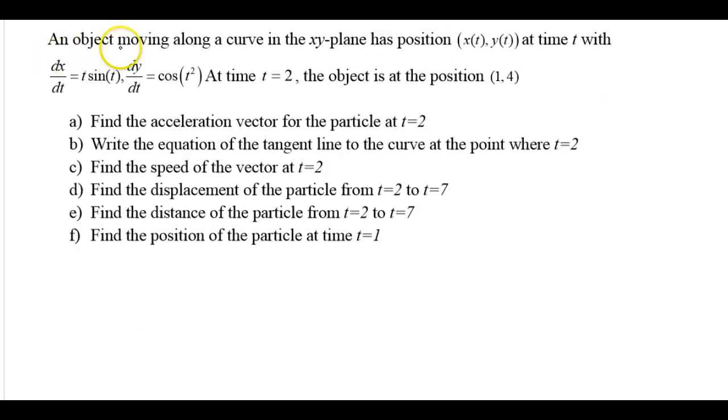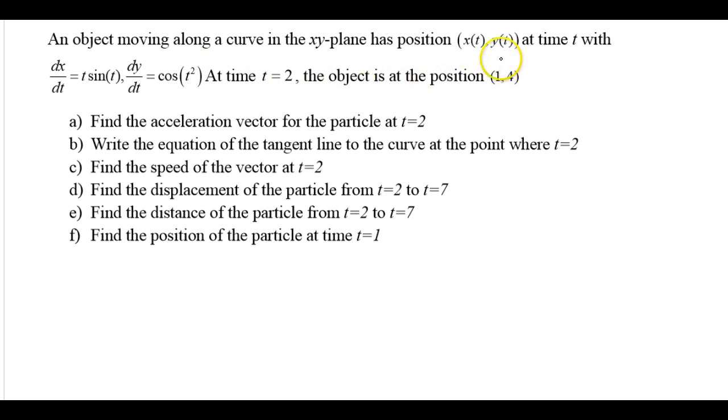Alright, another example. An object moving along a curve in the xy plane has position x of t, y of t at time t, with dx dt equal to t sine t and dy dt equal to cosine of t squared. At time t equals 2, the object is at the position 1, 4.